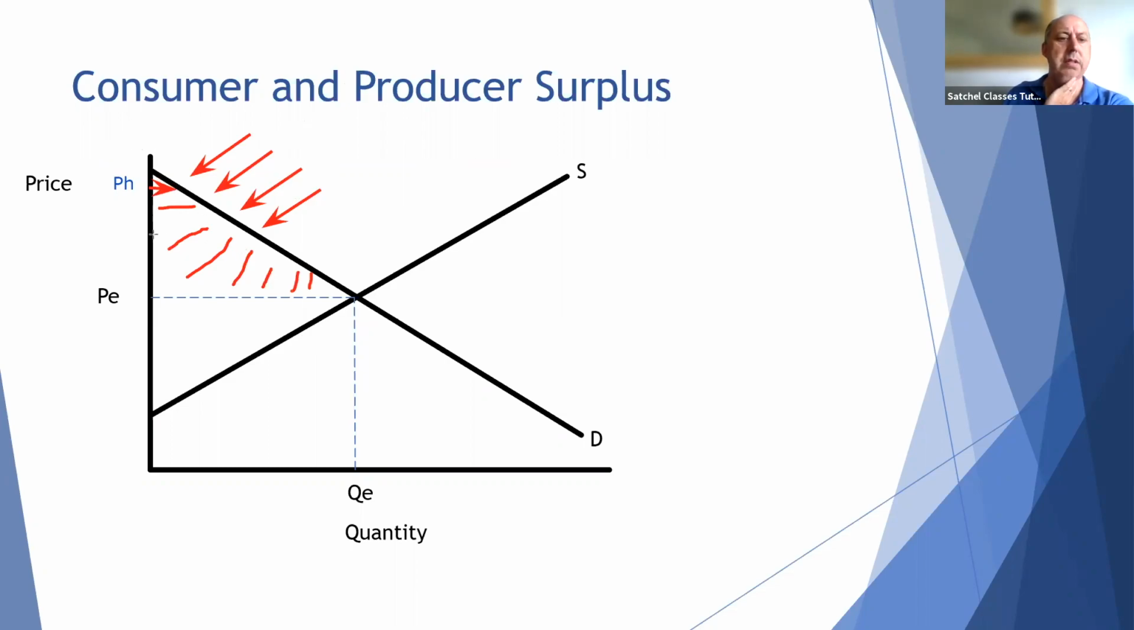But they don't need to, because the market price is PE. So they're not having to spend all this extra money. They're actually paying a much lower price than they're willing to pay. And that happens all the way along this curve until you meet this point, where those people are the people that would have been happy to pay at PE. All the others have actually gained beyond that point.